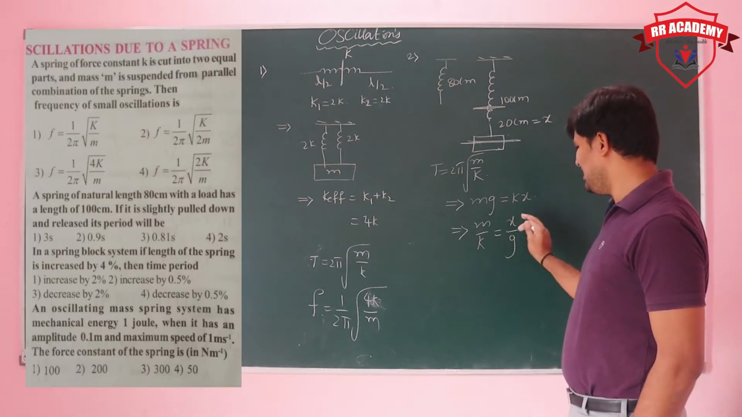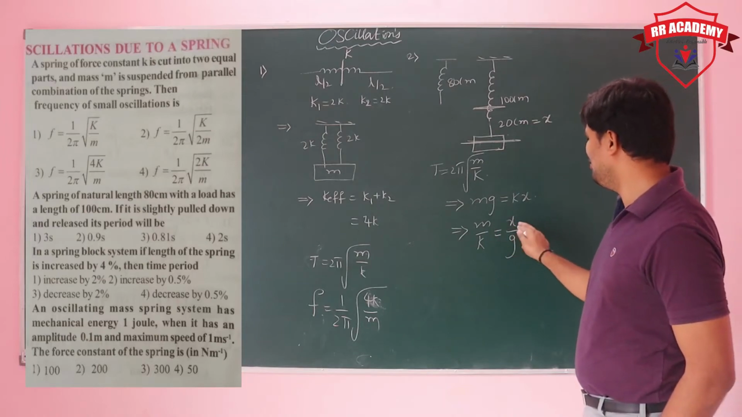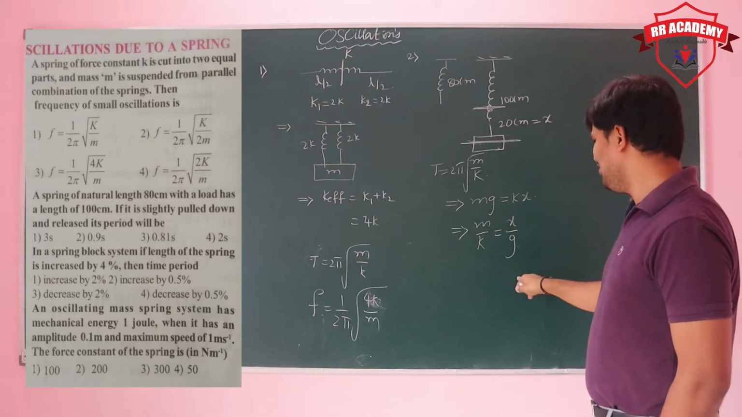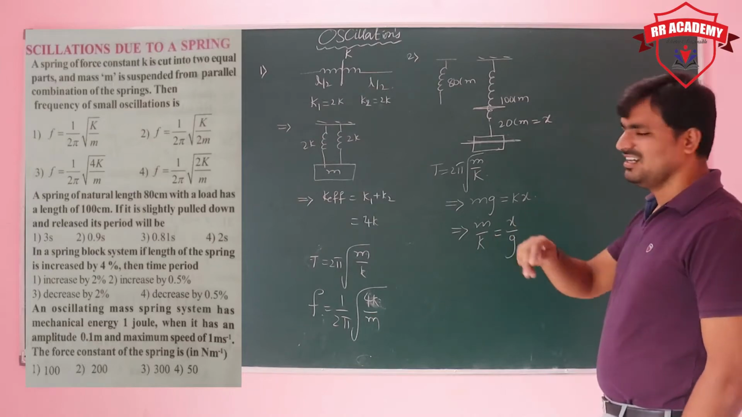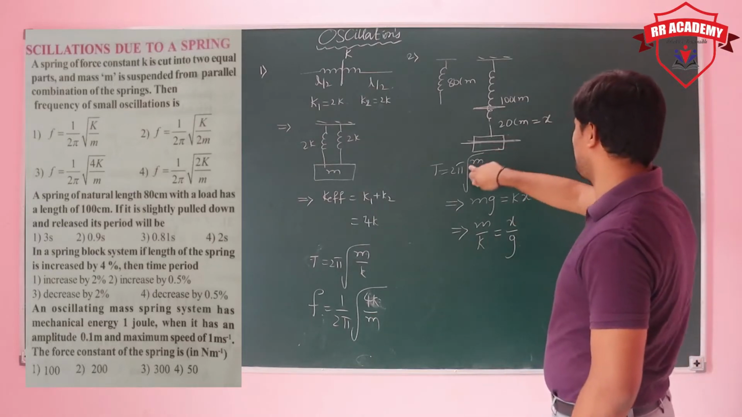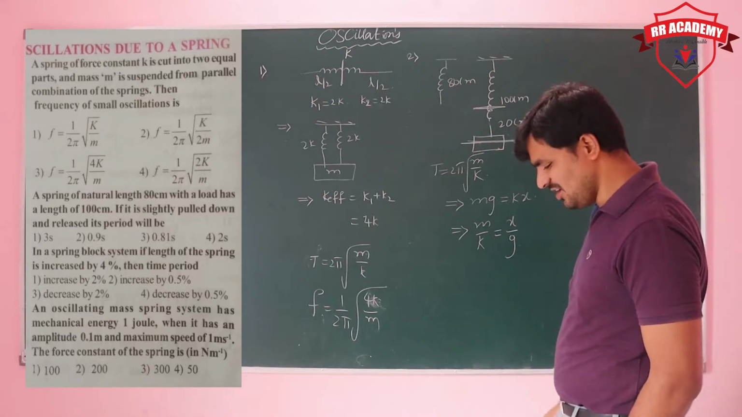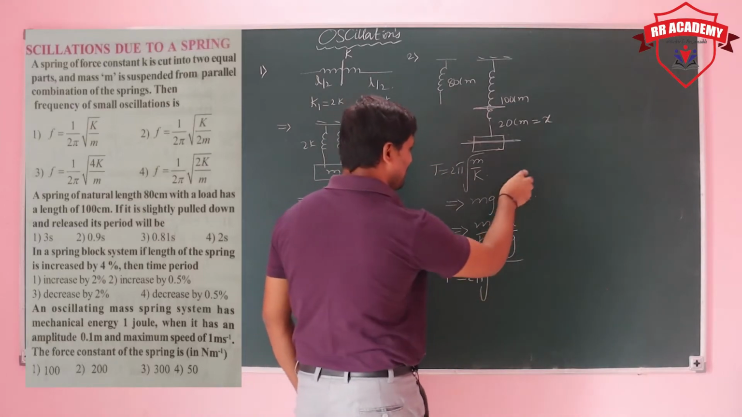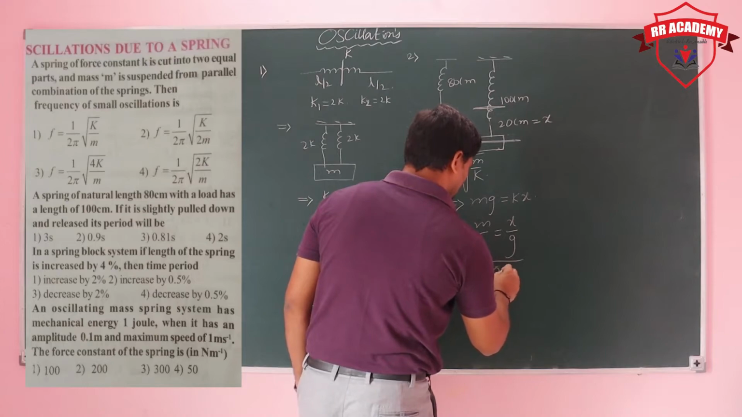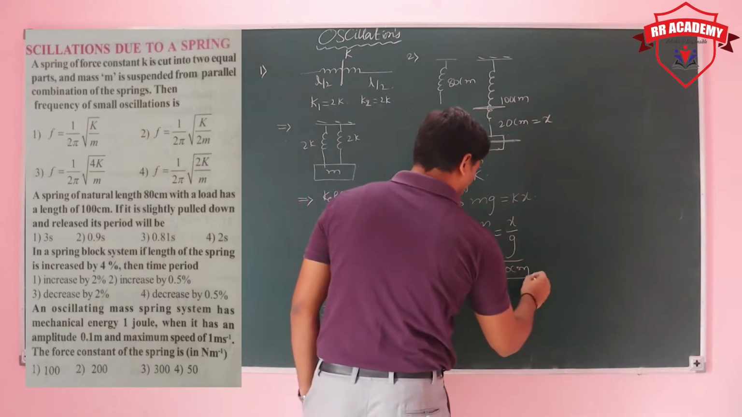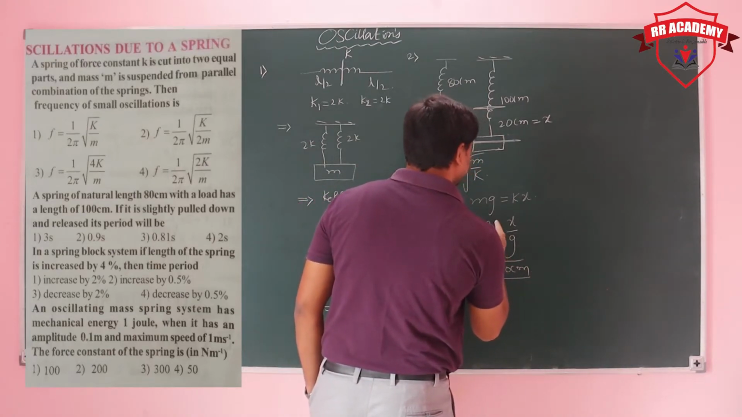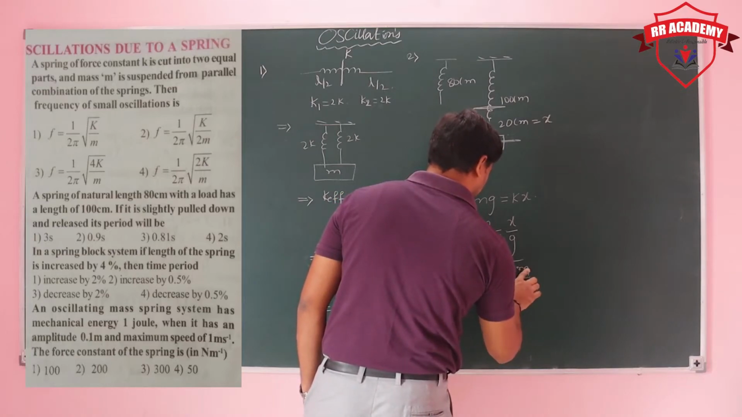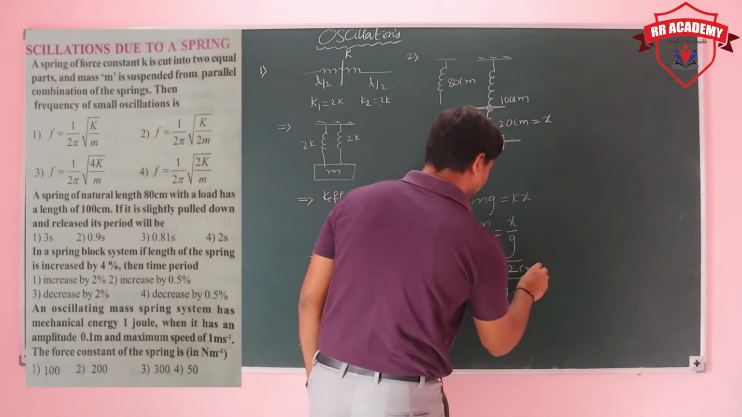Now you know the value of x? Yes, 20 centimeters. You know the value of g? Yes, g is equal to 9.8. Just put these values in this expression and you get the answer. So the answer is T equal to 2 pi into under root x, 20 centimeters means 0.2 meters, upon 9.8. You have to take it in meters, 0.2.